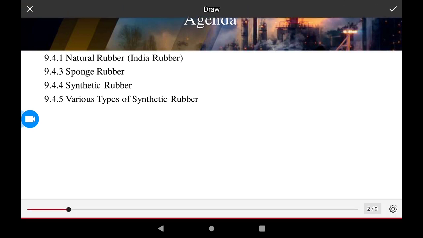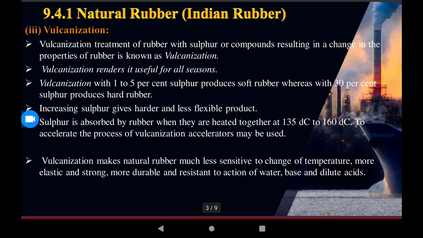natural rubber, sponge rubber, synthetic rubber, and various types of synthetic rubbers. Natural rubber continues from the previous lecture on Indian rubbers.